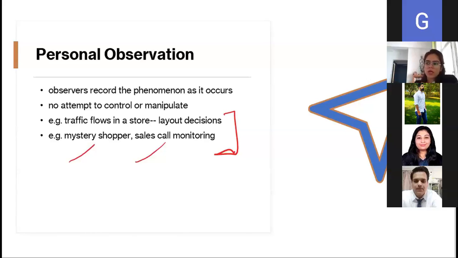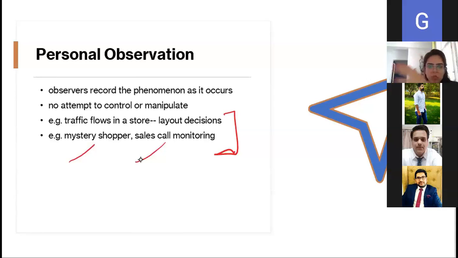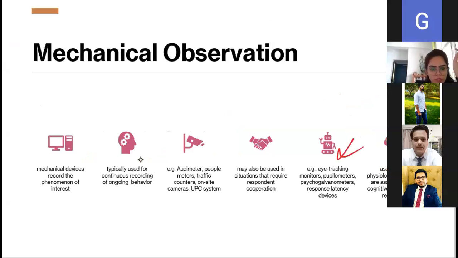You can do that for your sales representatives, generally for sales call monitoring. Here we did it for airline ground staff. All these kinds of studies you can do through observation. And to decide the layout, how a person buys different products, whether two products are bought together, all these things you can do through observation.